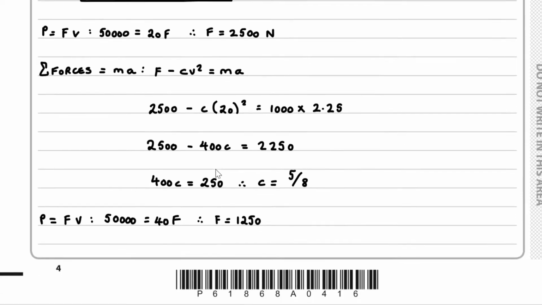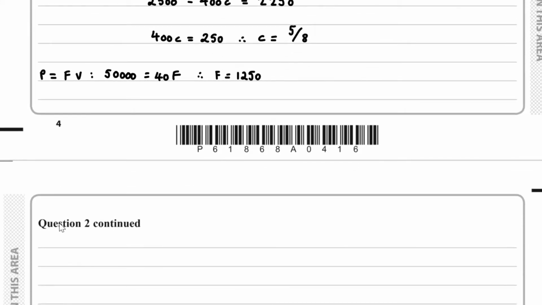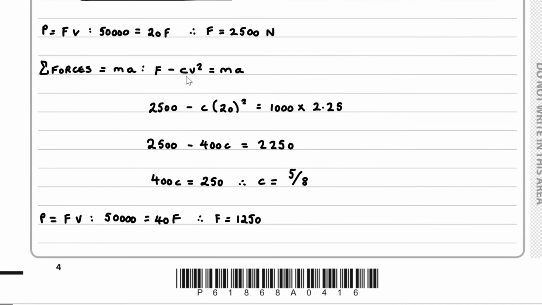So now we need to use Newton's second law, which states that the sum of the forces is equal to the mass times by the acceleration. So we've got over here the 1250 minus the CV squared.